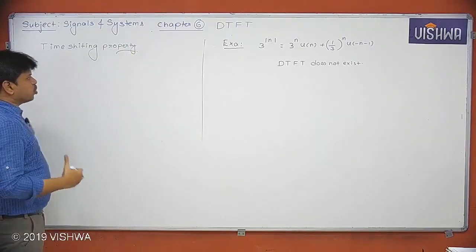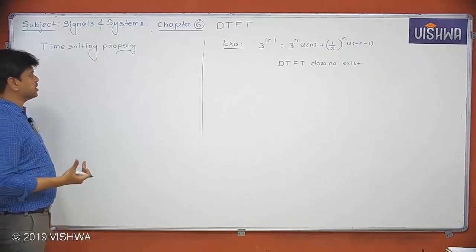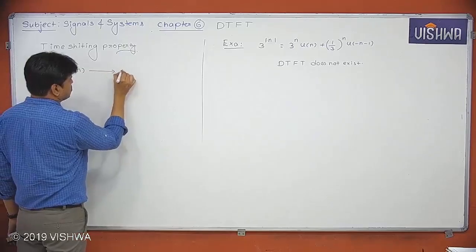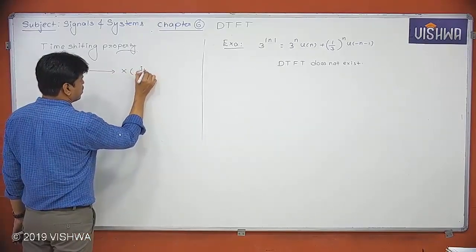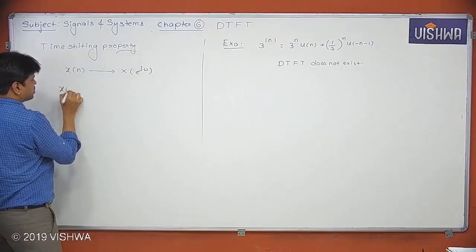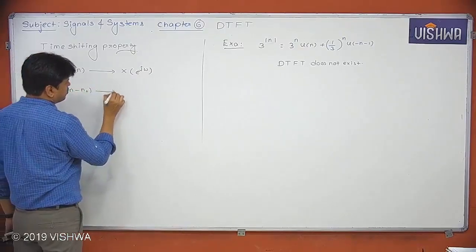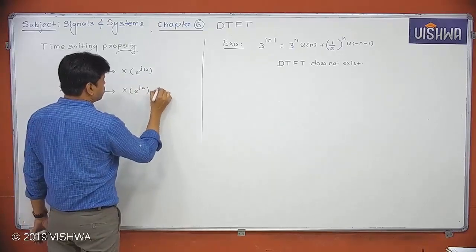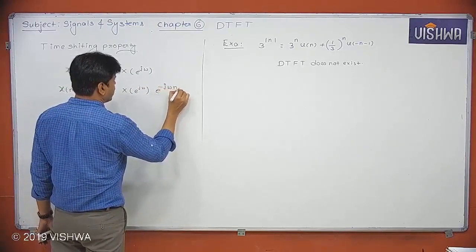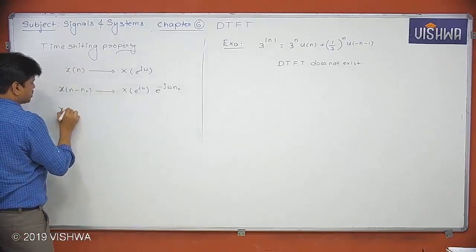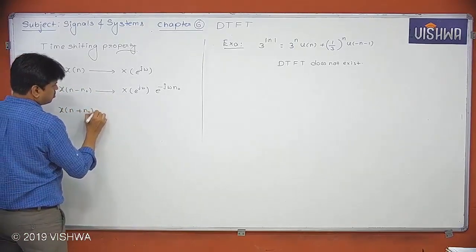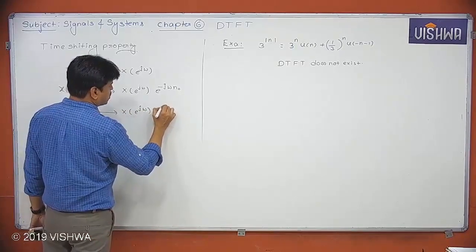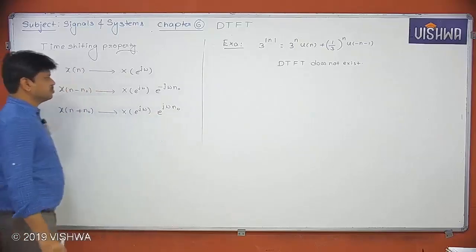I told you shifting in one domain leads to exponential multiplication in the other domain. So a signal x of n having DTFT X of e power j omega, then x of n minus n naught has DTFT X of e power j omega times e power minus j omega n naught. In a similar manner, x of n plus n naught has X of e power j omega times e power j omega n naught. So this is what it is.